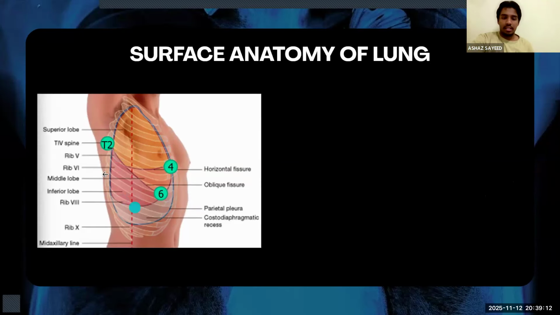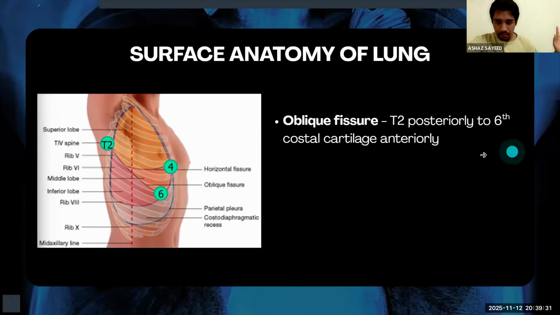Now, this diagram is important, and I'll tell you why. Important as in the chances of asking anything from this in the exam are going to be less, but it's for your knowledge, and it has clinical applications later on. So remember this, T2 and these two numbers, 4 and 6. I'll explain. This diagram talks about fissures, okay? So the oblique fissure is going to be in the same line. Okay, it's going to have the same curvature, same direction, same line in both the left lung and the right lung.